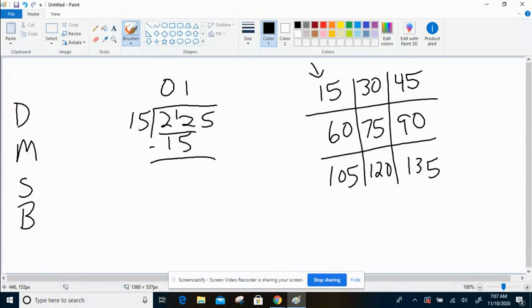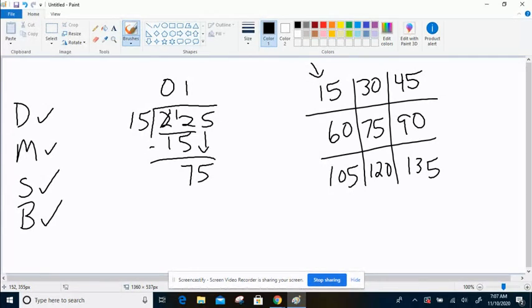Okay, let's subtract. 2 minus 5. Can't do that. So we're going to have to borrow. And the 2 in the tens place becomes a 1. And the 2 in the ones place becomes a 12. 12 minus 5 is 7. I'm going to bring down the 5. So I have divided by putting the 1, multiplied by putting the 15, subtracted by getting the 7, and then I brought down the 5.